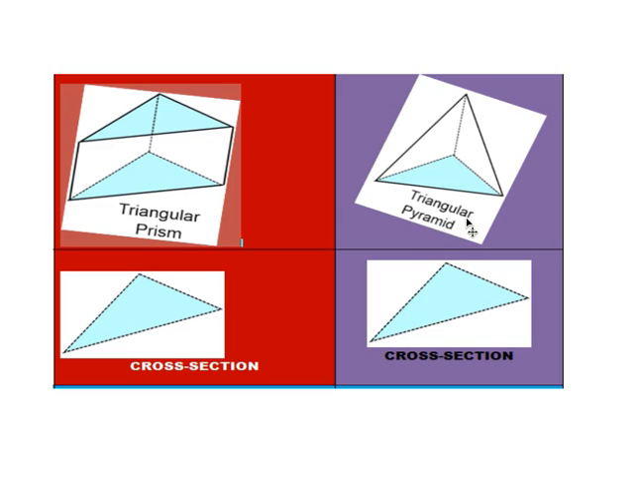Let's take a triangular pyramid. The base of this triangular pyramid is a triangle. But look at its apex. The shapes are similar but different sizes. Therefore, a triangular pyramid has non-uniform cross section.